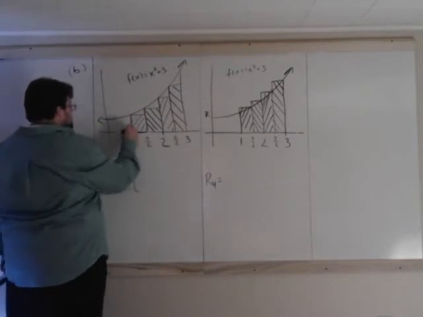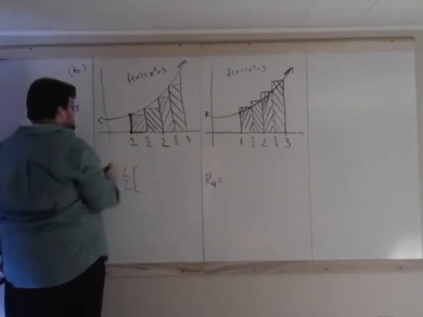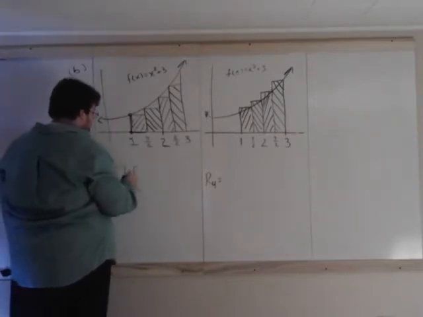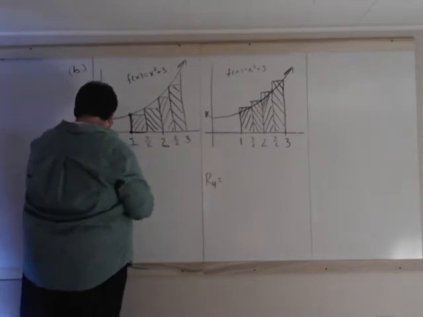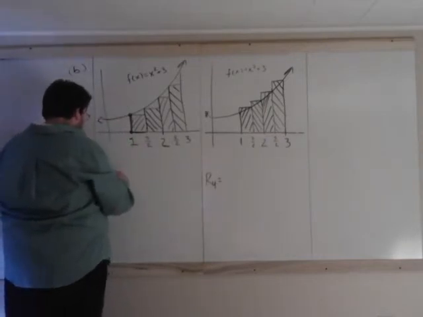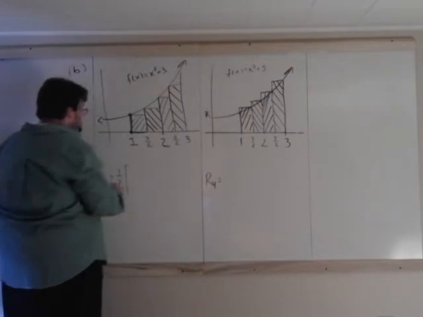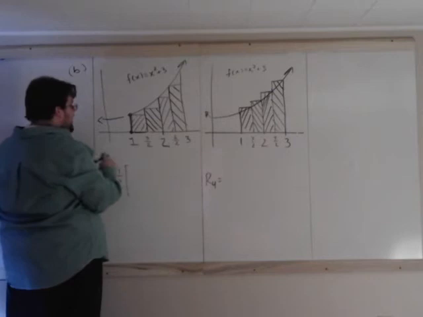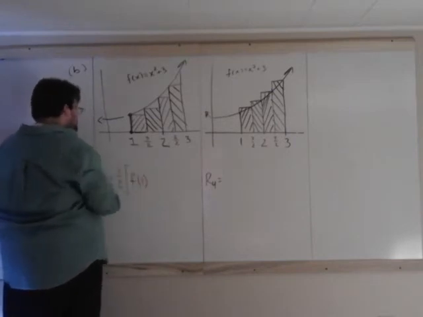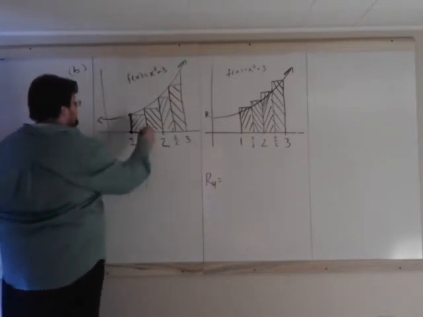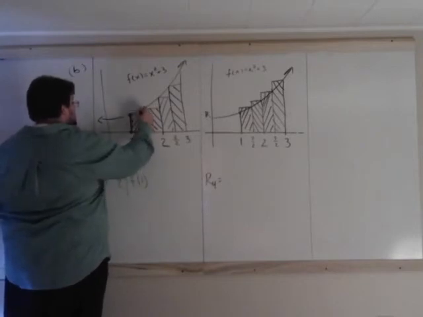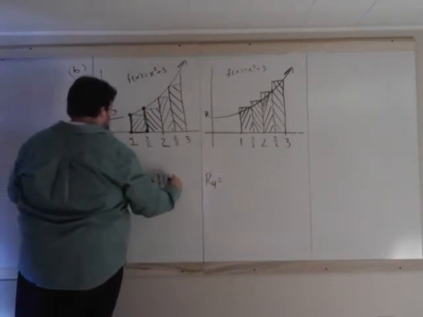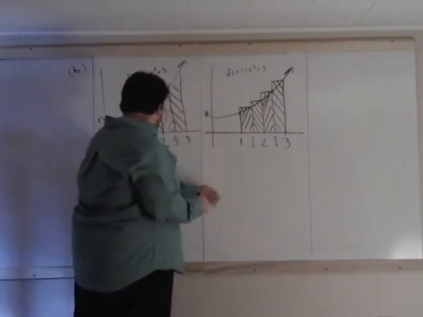The first height is given by that y value. And here, I'm not going to write out that exact y value. I'm going to use the function to write the y value. I'm also going to write this a little smaller. L4 equals a half times, well, a half times what? Well, the first height is given by the function at 1. So let's call it f of 1. The second height is given by the function at 3 halves. So let's call it f of 3 halves. I guess I won't be able to fit R4 there.